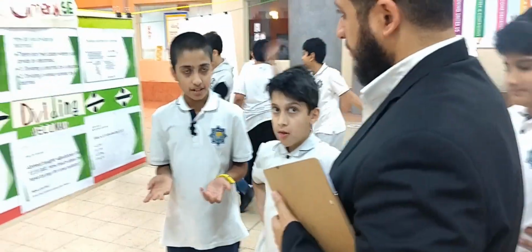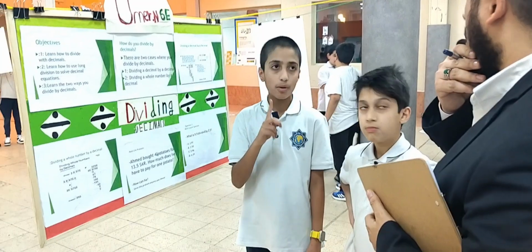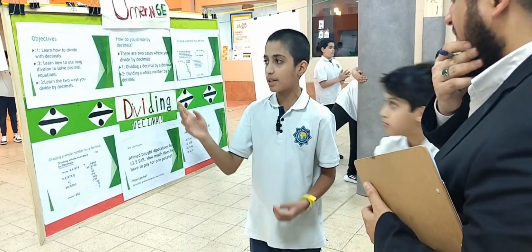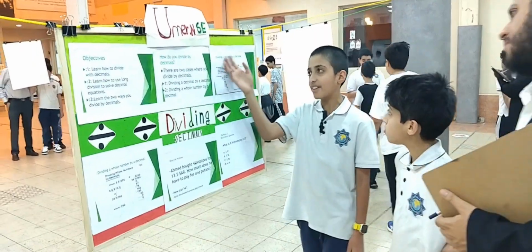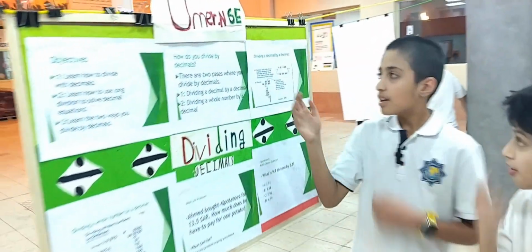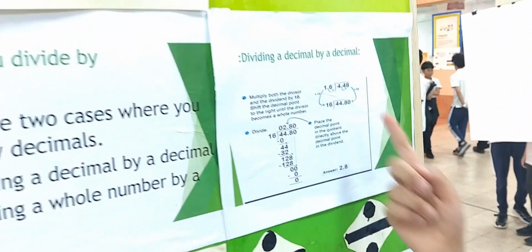So how do you divide by decimals? There are 2 cases where you divide by decimals. Number 1, dividing a decimal by a decimal, and number 2, dividing a whole number by a decimal. So let's get into it. Dividing a decimal by a decimal. So now our equation here is 1.6 divided by 4.48.